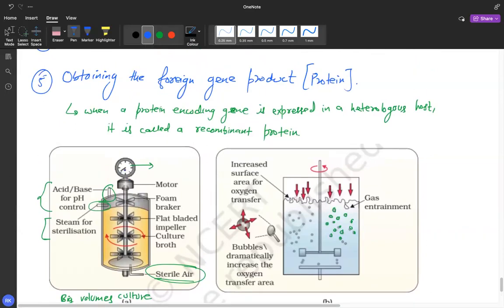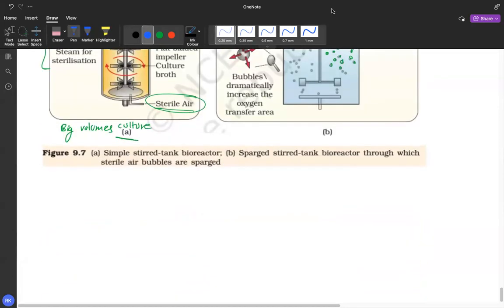So yes, this is how we'll obtain the gene product. Everything is happening on its own. Inside these tanks, the bacteria is replicating your plasmid, transcribing your plasmid, and translating your plasmid into a protein. So your gene of interest is also getting made into a protein. It's all biological.